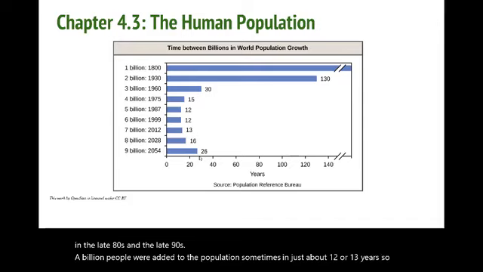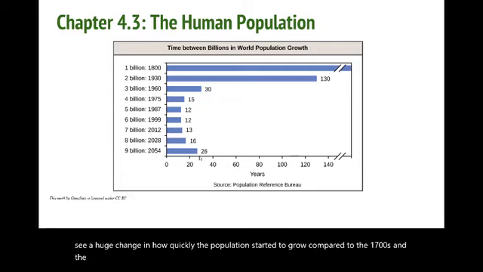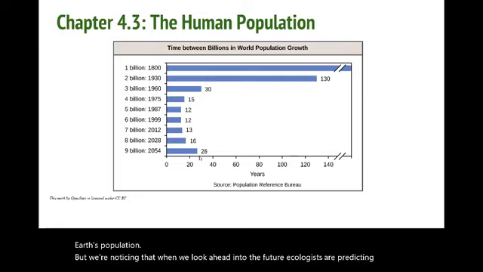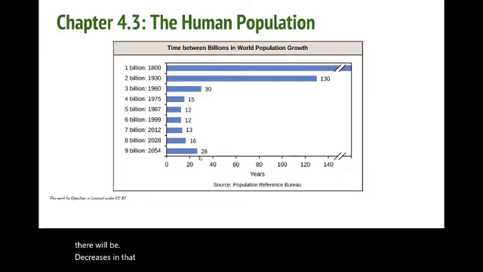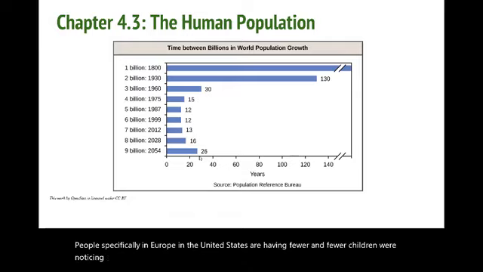So we see a huge change in how quickly the population started to grow compared to the 1700s and the 1600s. Recent population growth has been much faster. While it took over 130 years for the population to increase by 1 billion in the 1800s, today every 12 to 13 years or so, you could have 1 billion people more added to Earth's population. But when we look ahead into the future, ecologists are predicting that there will be decreases in that growth as people choose to have fewer children, as people specifically in Europe and the United States are having fewer and fewer children. We're noticing that in the future, the population growth will not be at the same rate that it was in the late 1900s.